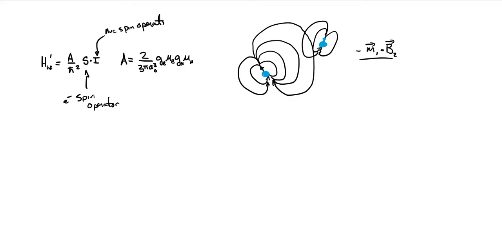And this is the contact term. There were other terms in the hyperfine interaction that had to do with the orbital magnetic moments of the electron, and basically when the spins were far apart from each other. But the one we were most concerned with was this hyperfine interaction.